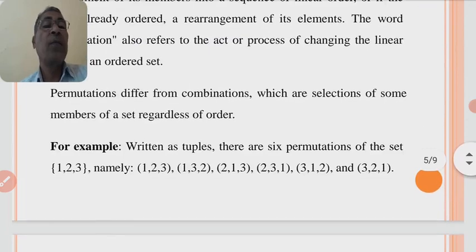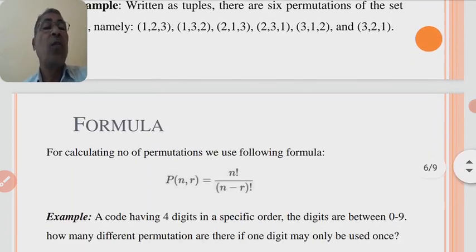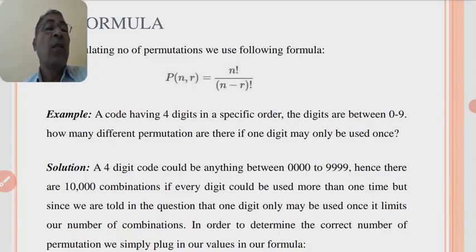Formula. For calculating the number of permutations, we use the following formula. Permutation of n numbers taken r at a time equals n factorial upon n minus r factorial. We will solve one example. A code having 4 digits in a specific order. The digits are between 0 to 9. How many different permutations are there if one digit may only be used once?